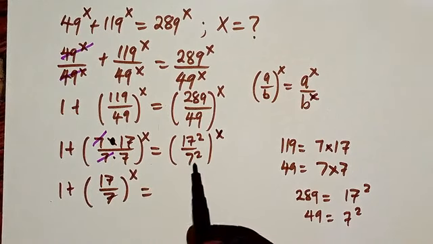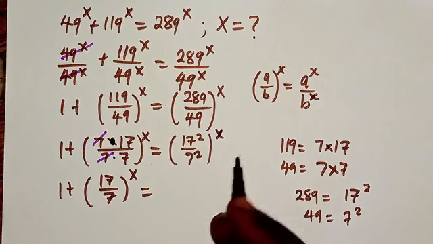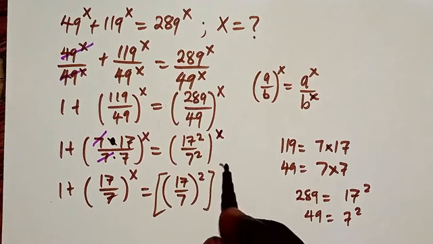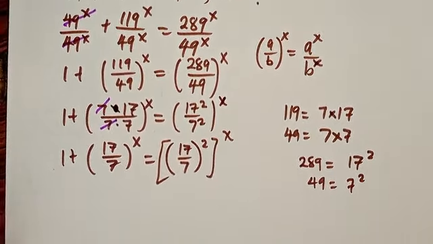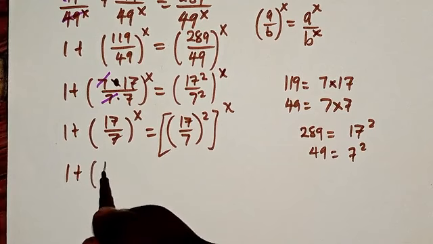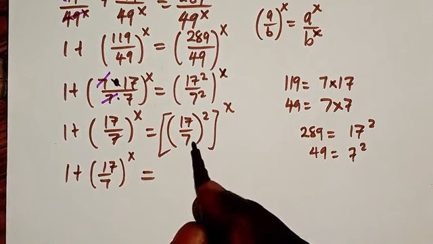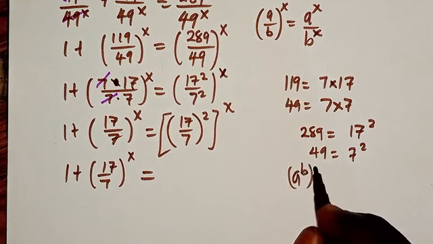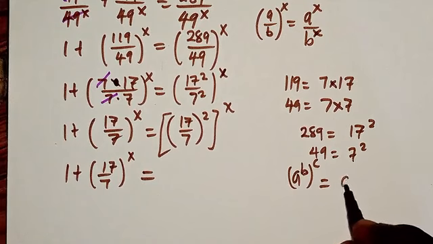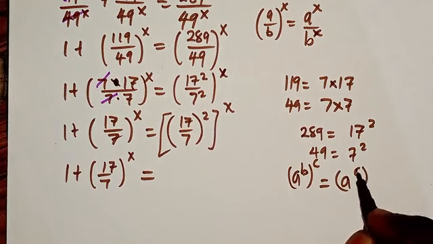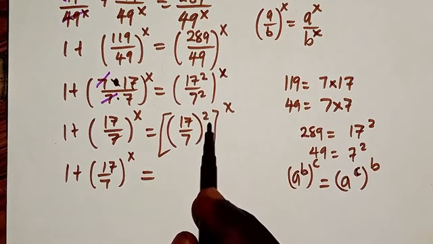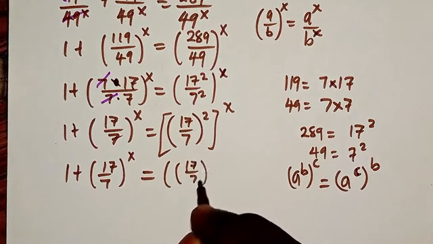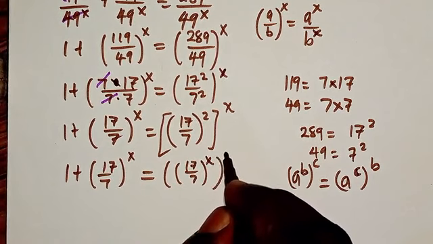So now here we're going to have this. You can see this is having a power. We are going to use this law again: 17 over 7, we have the square here, then we have another power x. So we move on by saying 1 plus 17 over 7 to the power x equals, now here we can do something. When you have a raised to the power b, then raised to the power c, this will actually be a to the power bc, so we can interchange them. So we're going to have 17 over 7, x is coming inside, then I have 2 outside.